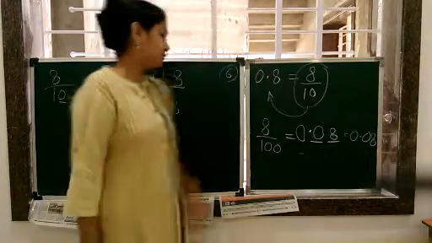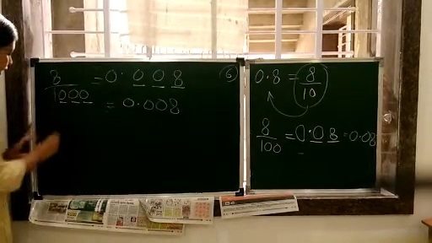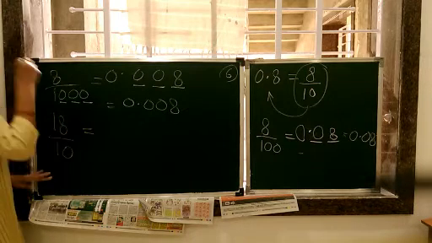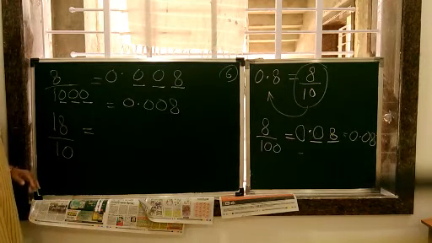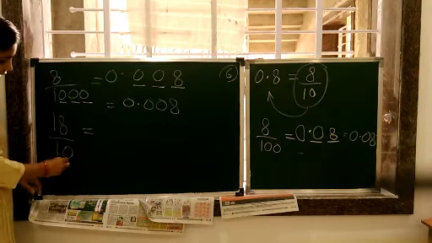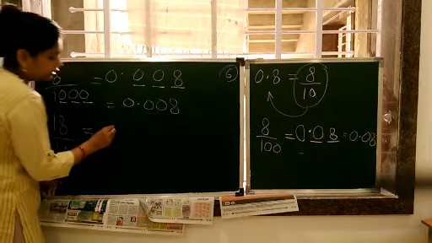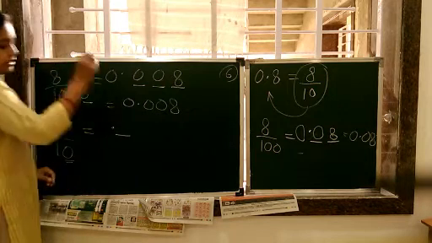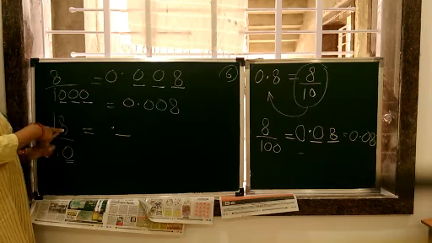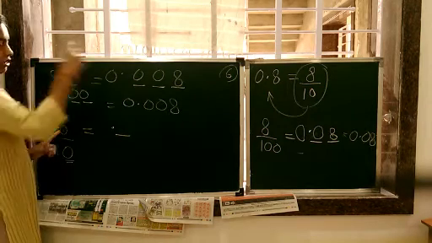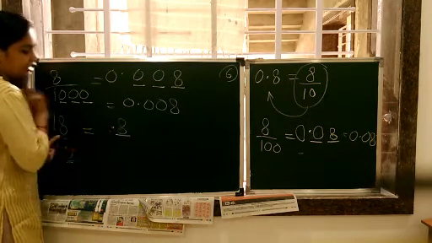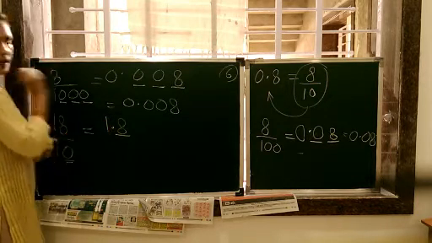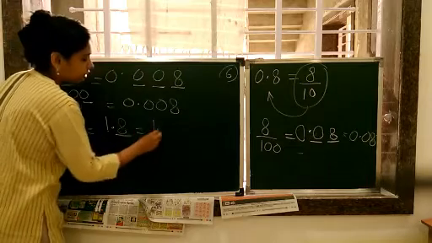Okay, let's take one more example. Instead of 8, if it is 18 by 10, so what should be the decimal? Now you check again, how many zeros? 1 zero. That means after the decimal only one place. Let's see, on the right side, who is the first number? 8. So here there should be 8. Now there is no place for 1 here, so where to write this 1? 1 will come here.